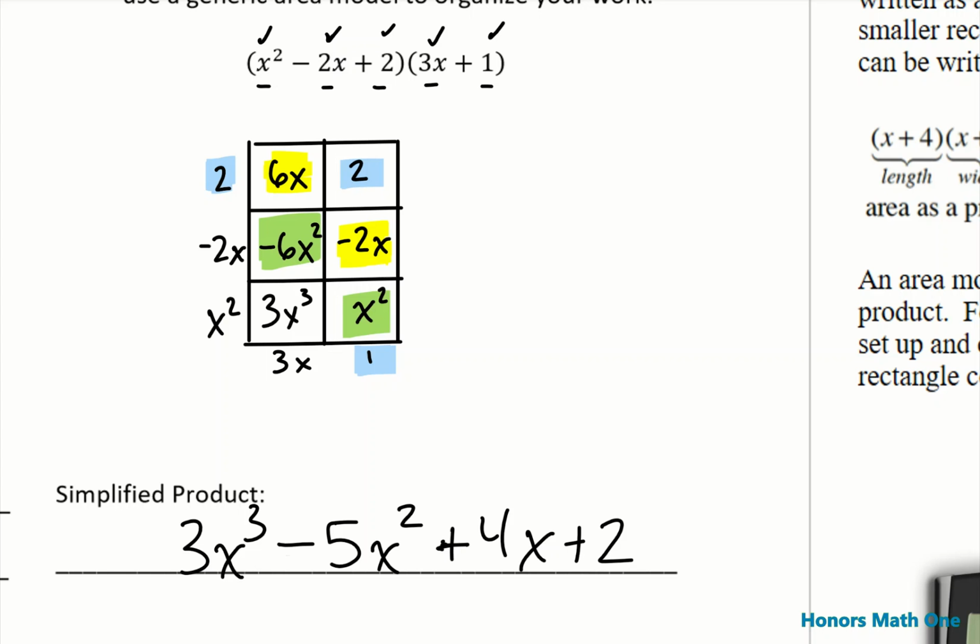And you can see this up above is me writing down the area as the product of length times width, right? Product of length times width. And that equals, right down here, the simplified sum of the parts.